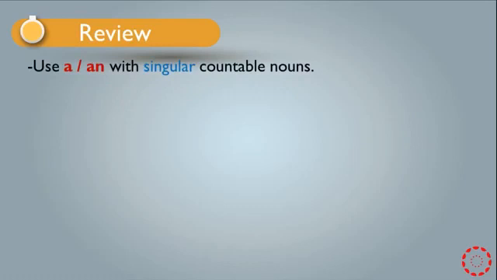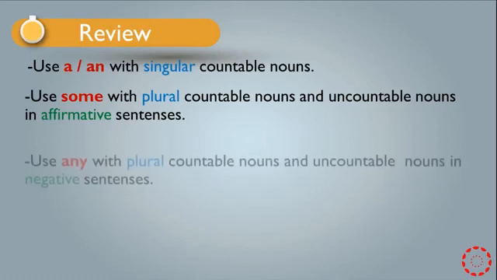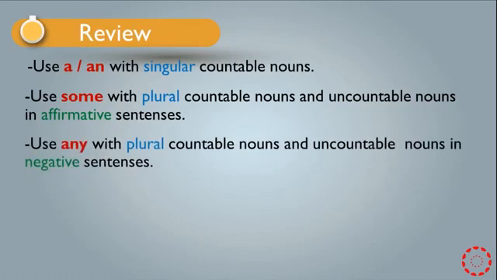Let's review our topic that we read today. We said that we use a or an with singular countable nouns, and some is used with plural countable nouns and uncountable nouns in affirmative sentences. That sentence must be positive. And we use any with plural countable nouns and uncountable nouns in negative sentences. That sentence must be negative.